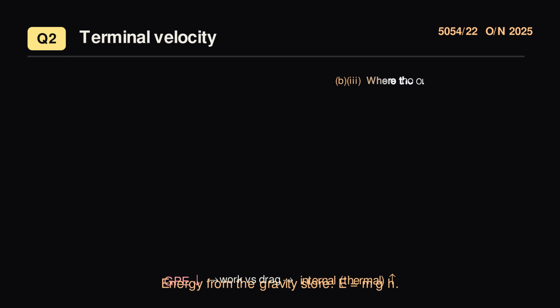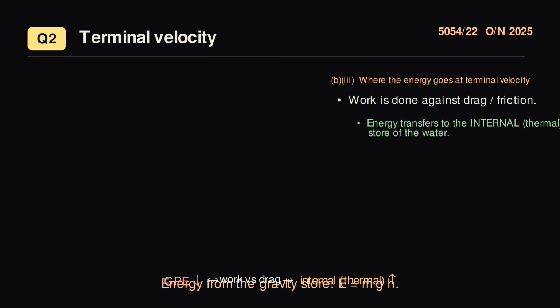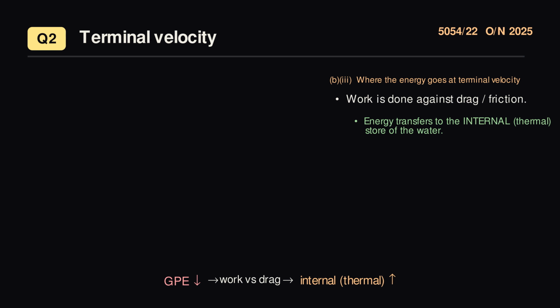Part B. Part 3. At terminal velocity, work is done against drag. Gravitational potential energy transfers to the internal thermal store of the water.